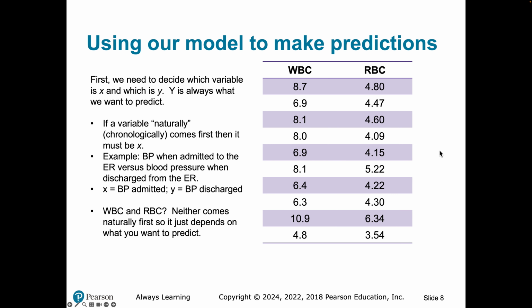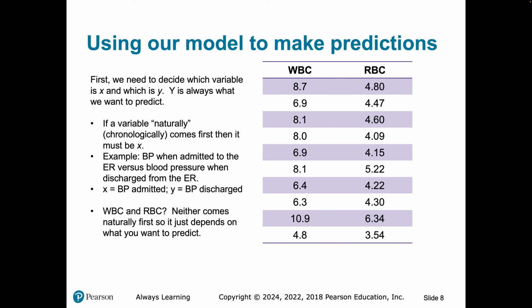Now, we can use our model to make predictions. And the first thing we need to decide within a problem is which variable is x and which is y. Regardless, y is always the variable that we're going to predict. Now, sometimes this distinction can be a little challenging, but if a variable comes naturally first, chronologically first, then it must be the x. We can't predict something from something that occurred later. It doesn't even make logical sense.